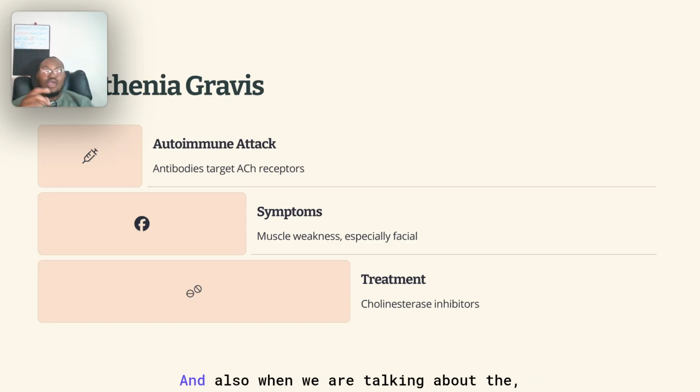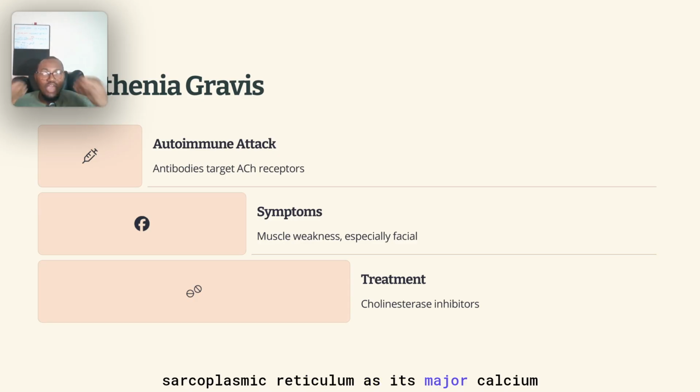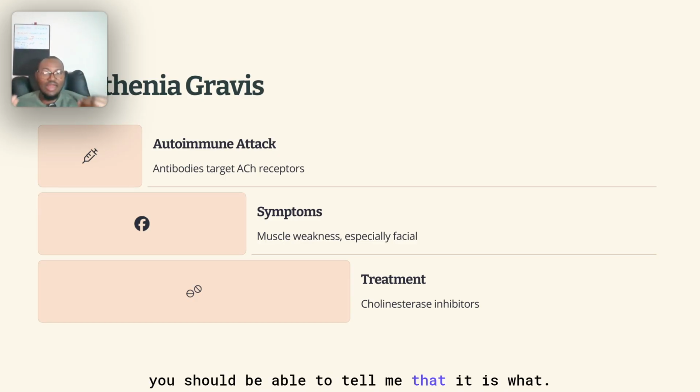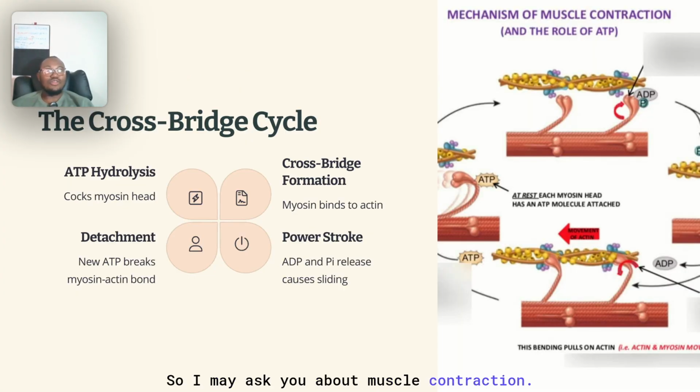Bear that in mind. And also, when we are talking about the sarcoplasmic reticulum having a lot of calcium storage, we are talking about skeletal muscle. So if I ask you which muscle type depends solely on the sarcoplasmic reticulum as its major calcium source, you should be able to tell me that it is what? Skeletal muscle. All right? So I may ask you about muscle contraction. Very, very important that a lot of colleges ask this question. They may be asking you about what uncovers the active sites of actin. You should know that it's tropomyosin.